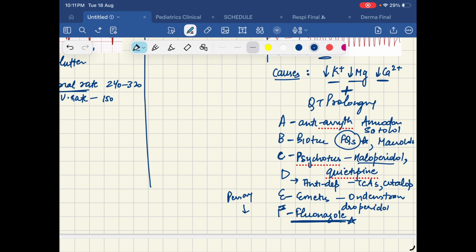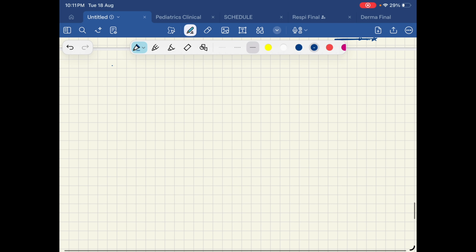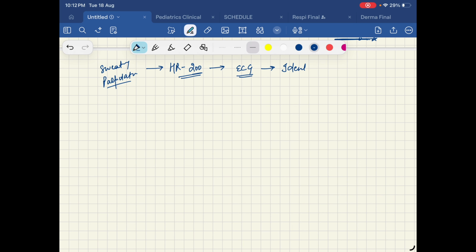So this was basically about the types of ECG that you can identify and then proceed with the treatment. Going for the treatment, if ever you encounter a patient who is sweaty and says he's having palpitations, you connect the monitor, you check the heart rate, it comes out to be 200, then you take the ECG. Now you have identified the ECG. But before you identify the ECG, you also need to identify your patient.